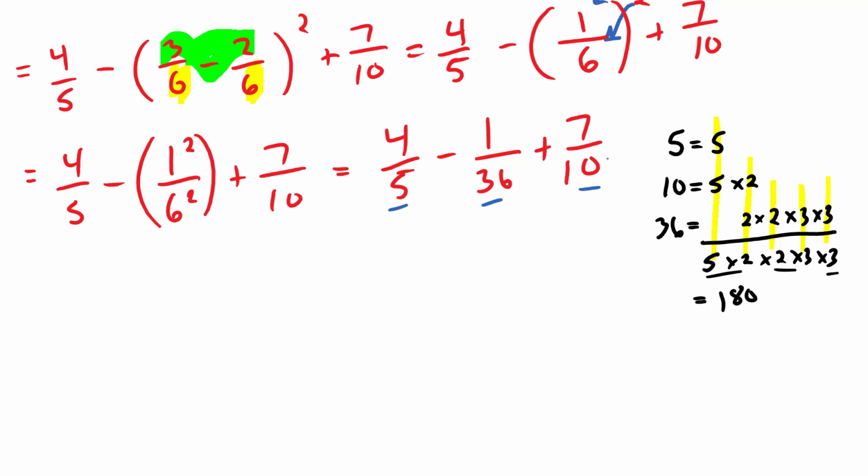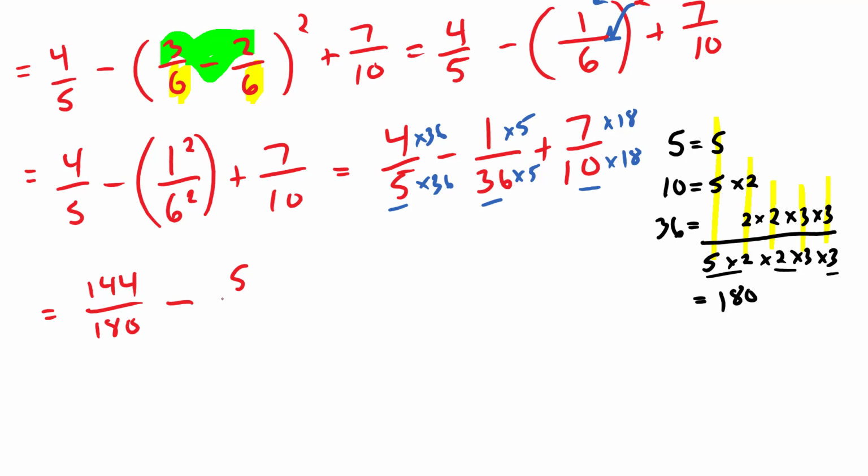How do we do that? Let's multiply the 10 by 18. Let's multiply the 5 by 36. And let's multiply the 36 by 5. Please show me that step on any assessments. Next up, 4 times 36, 144 over 180.